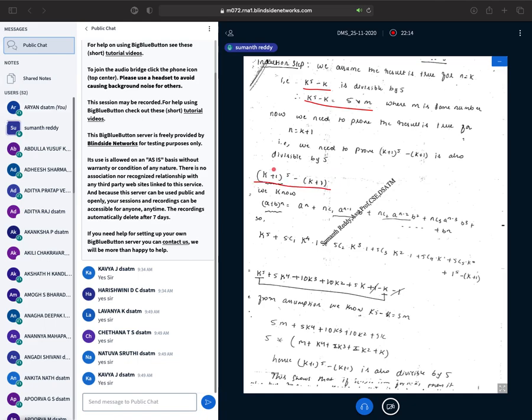Previously we had (k+1) whole cube. Now we have (k+1) whole to the power of 5. What is the expansion for (k+1) whole to the power of 5? For that you have to take the binomial expansion. Based on the binomial theorem, we know (a+b) whole to the power of n. Actually, you have to remember this formula. For this problem, you have to remember the expansion for (a+b) whole to the power of n.